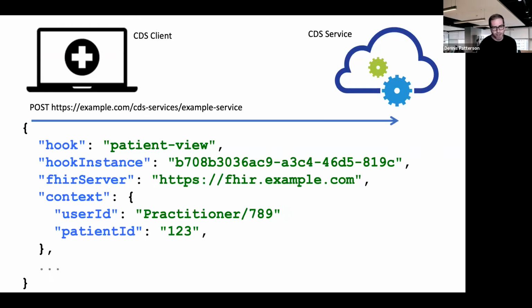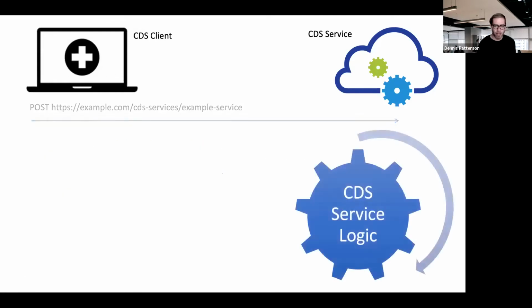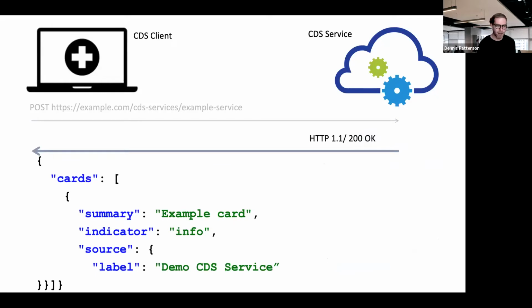So getting into the technical weeds a little bit, when the CDS client tells the CDS service about a particular event, they issue an HTTP POST to that service's endpoint with a JSON payload that communicates, well, what is the hook? There's a unique ID for this instance of the event, information about how to get more information from the FHIR server, and then some contextual information about the event. And there's some other fields, but these are some of the core fields that might be typical of such a request. That CDS service will execute its logic and ultimately return back a 200 with an array of cards.